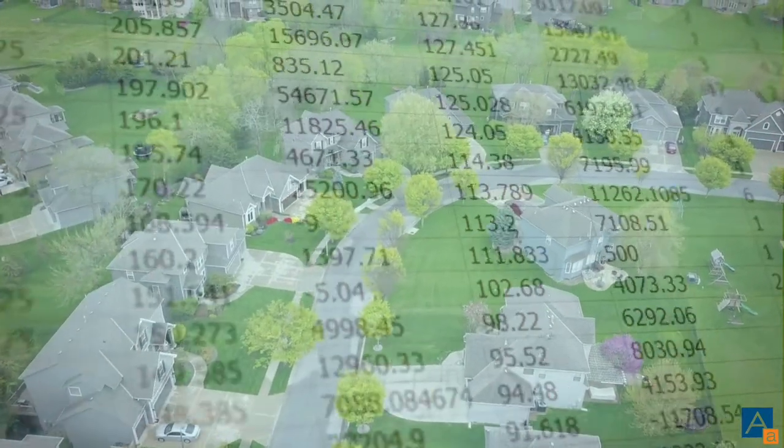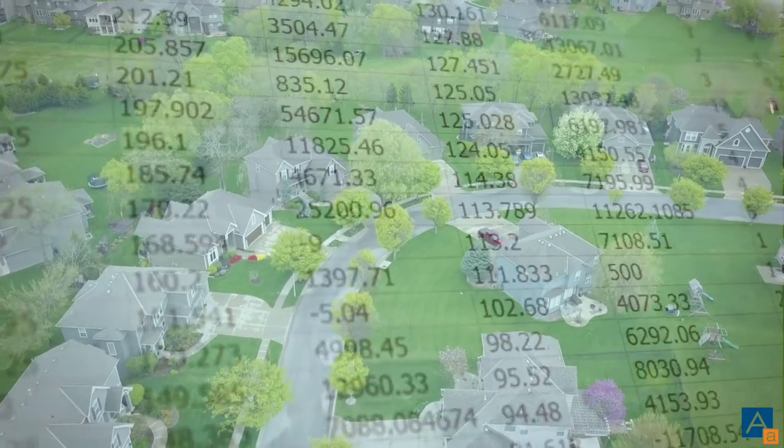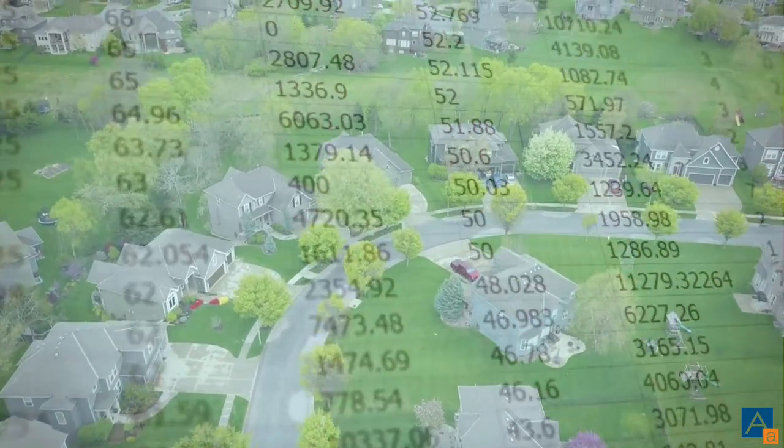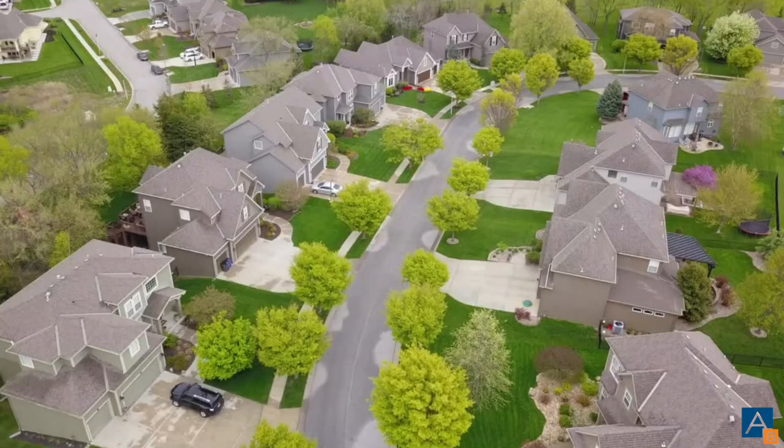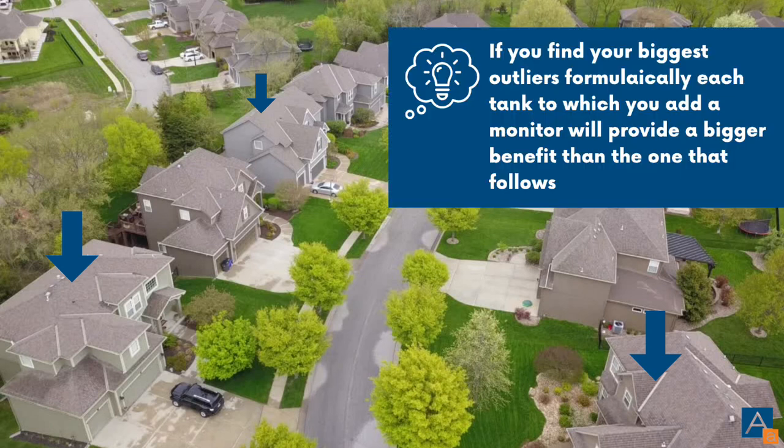We prefer to point out extremes after we analyze data. We start at opposite ends of the spectrum. I don't want to use the term polar opposites again. We would tell you which tanks need monitors the most and which need them the least. Working from both ends towards the middle has the effect of driving your average predictability up in an accelerated manner. If you find your biggest outliers formulaically, each tank to which you add a monitor will provide a bigger benefit than the one that follows.